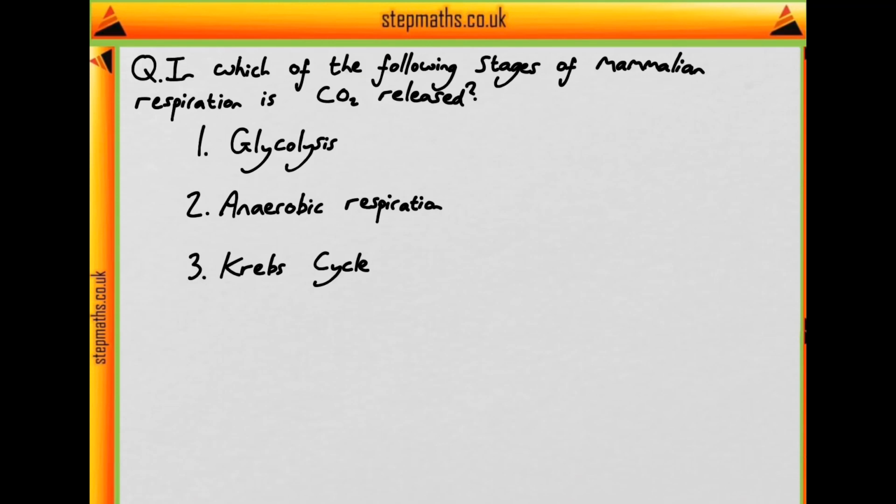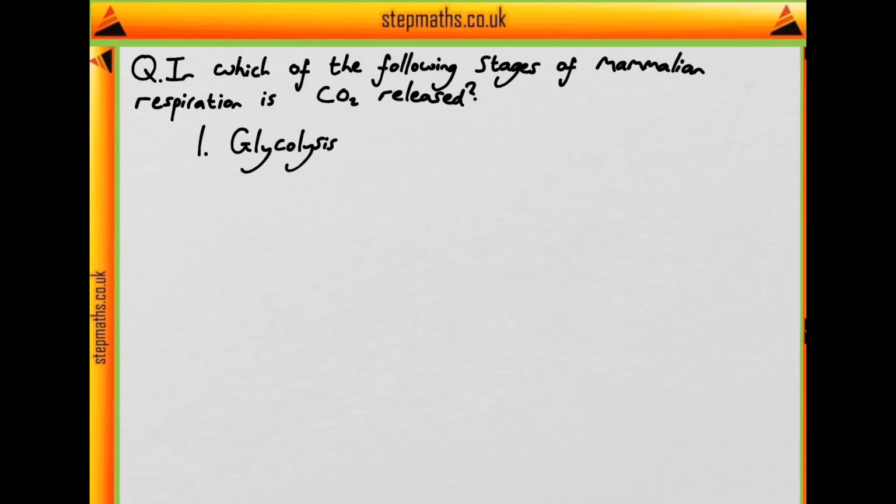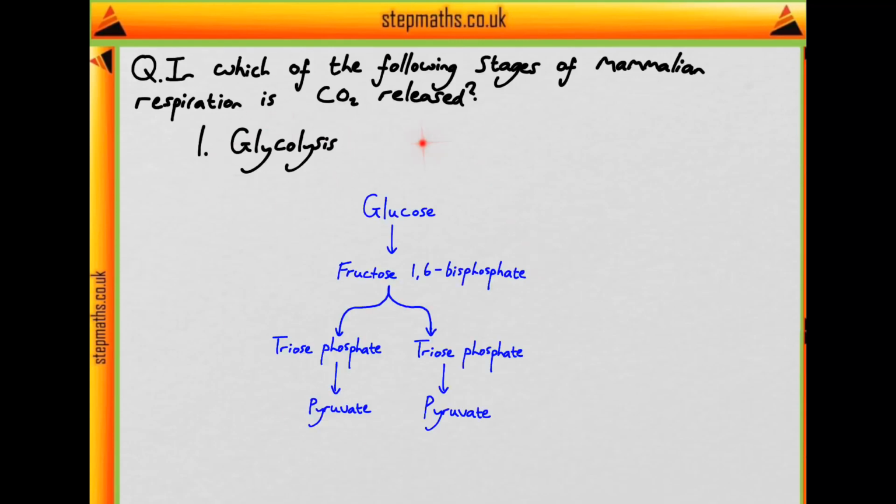Now the key with this question, if we're doing it quickly, is realizing whether or not the carbon number of the compounds changes in the stage. So let's start with glycolysis. I've summarized the process of glycolysis below, but how many carbons does each compound have?